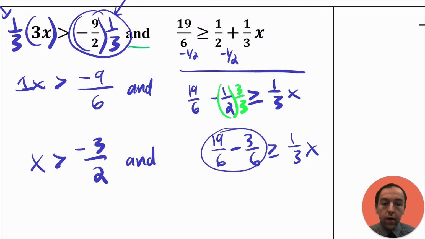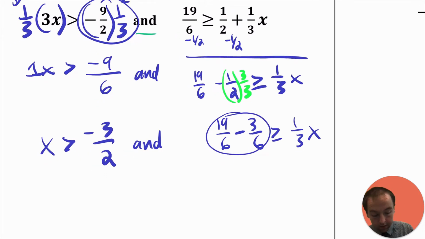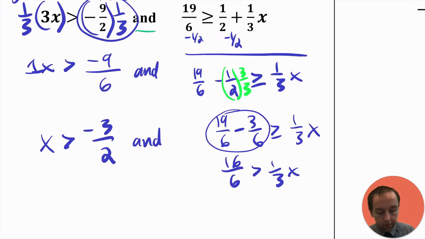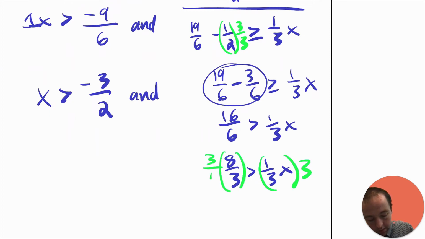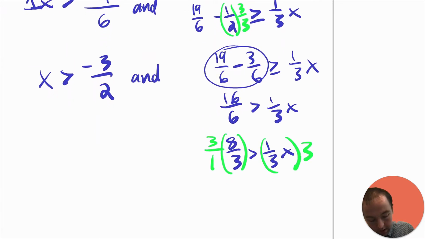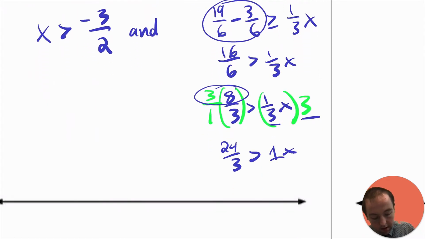And then we can subtract those fractions now. So 19 minus 3 is going to give us 16/6 is greater than 1/3 x. I guess we can probably reduce that left-hand side, so that would be the same thing as 8/3. And then to undo the multiplying by 1/3 there, we can multiply by 3, and then similarly multiply that by 3, which we can treat as 3/1. So we're going to get 24 over 3 on that side is greater than 1x, because 1/3 times 3 is 1. 24 divided by 3 is 8, so we get 8 is greater than x.